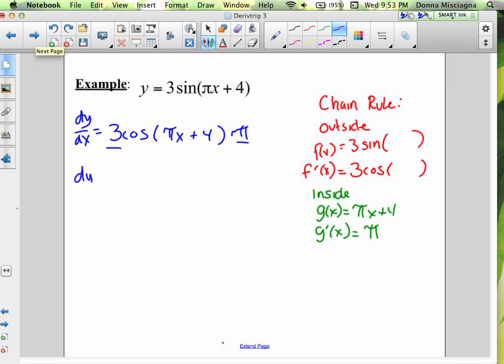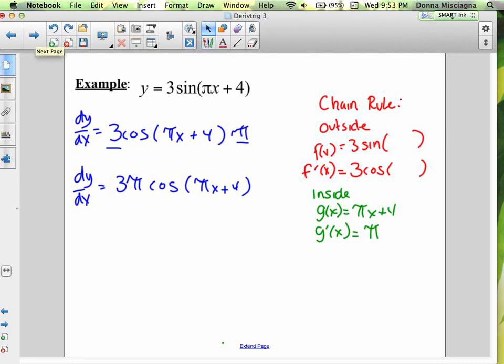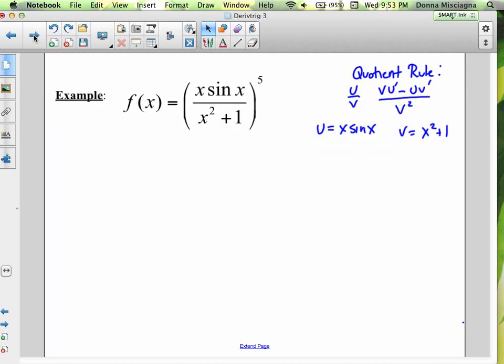So all we got to do to simplify this is make it 3 pi cosine pi x plus 4, and we've got it. And we're done. All right, that one wasn't too hard. That was actually a pretty easy one, because that inside derivative was pretty easy, and it was only one chain.